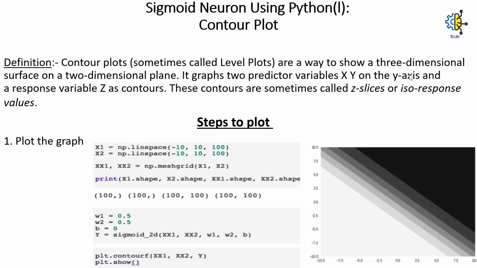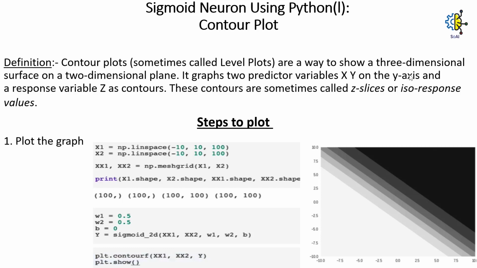Contour plot. Definition. Contour plots, sometimes called level plots, are a way to show a three-dimensional surface on a two-dimensional plane. It graphs two predictor variables x and y on the axes and a response variable z as contours. These contours are sometimes called z slices or iso-response values. Let's move to the steps to plot.